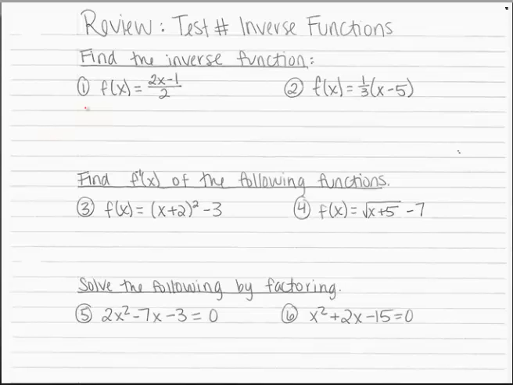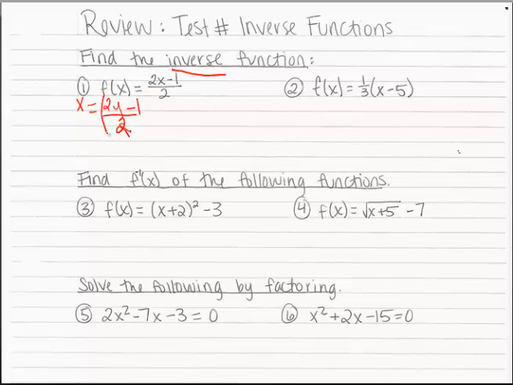So number 1. Find the inverse. Whenever it says to find the inverse, that means you're switching your x's and your y's and you're getting y by itself. So I'm going to write x is equal to (2y minus 1) over 2. All I've done is switch the location of x and y.